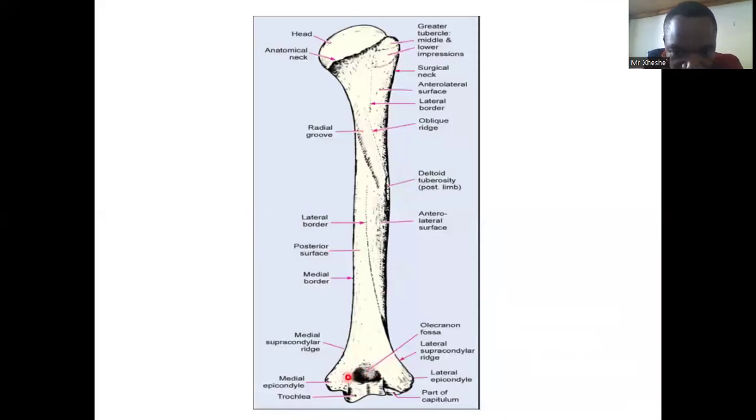So we call this fossa the olecranon fossa. The label is there. Olecranon fossa. So we use this fossa to orient the bone, to know whether you're looking at the bone from the front or from the back.